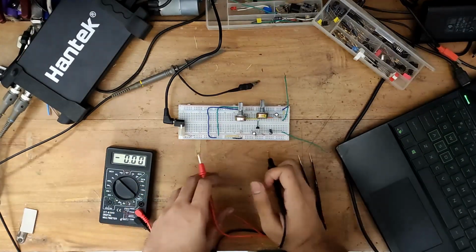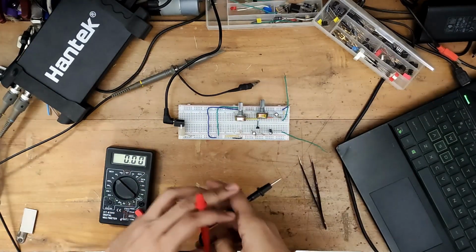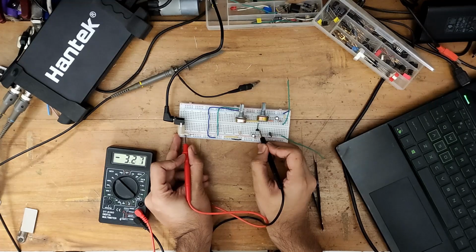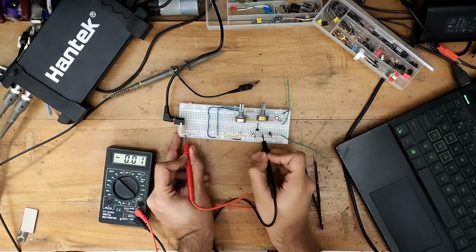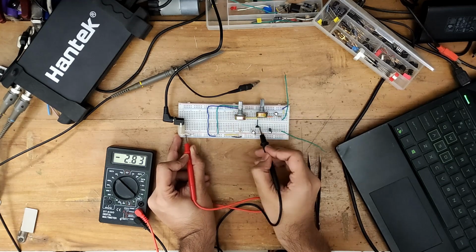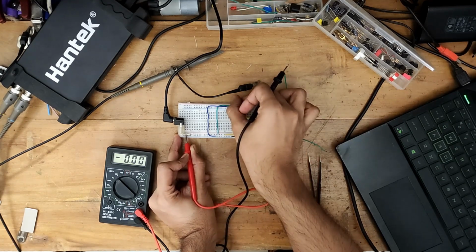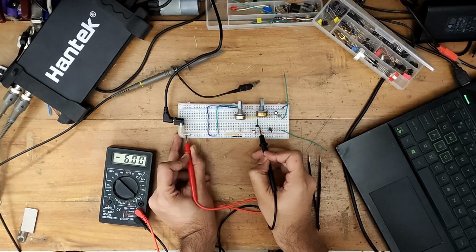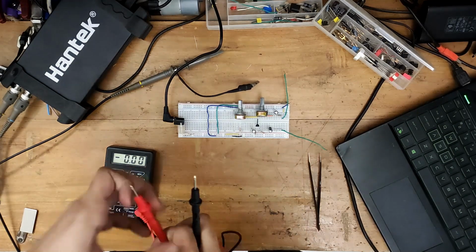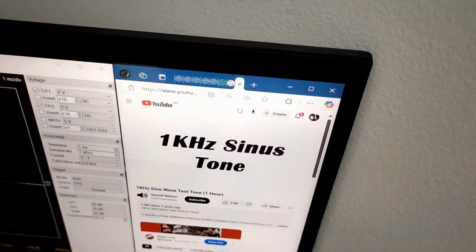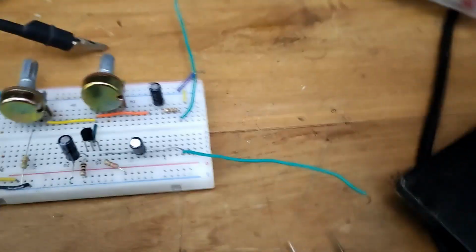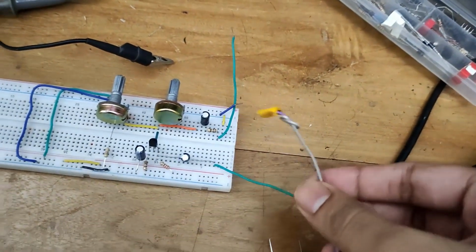For DC bias, we need to make sure that VC is half of the DC input voltage of 12 volts. We can say it's approximately 3 volts, so we need to change the variable resistance a bit and then try again. Finally, we have something of half of the input DC voltage. Now we can apply the small signal. For that, we are using the computer and a 1 kHz sine tone, passing it through an aux cable and then inputting it to the V-in of the circuit.